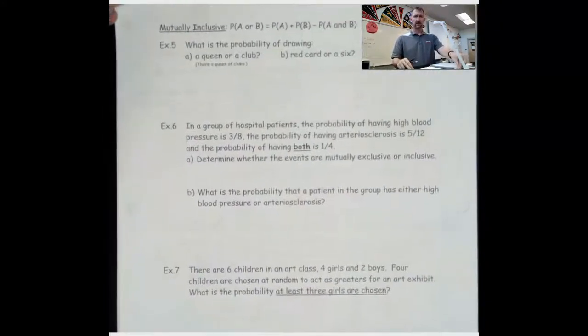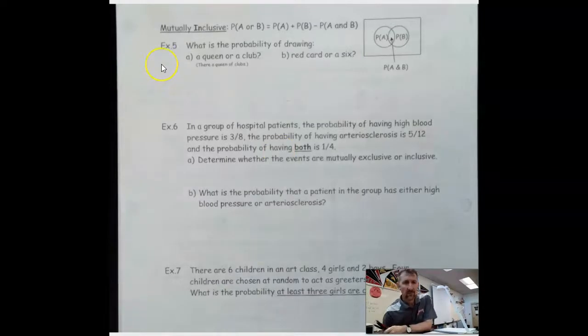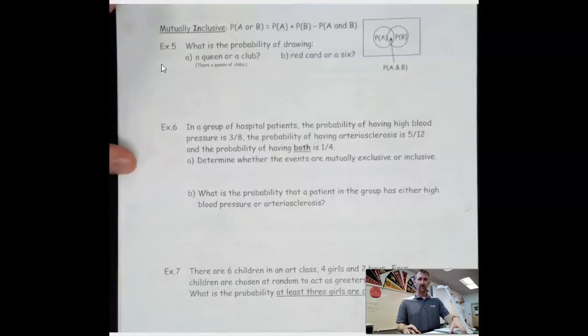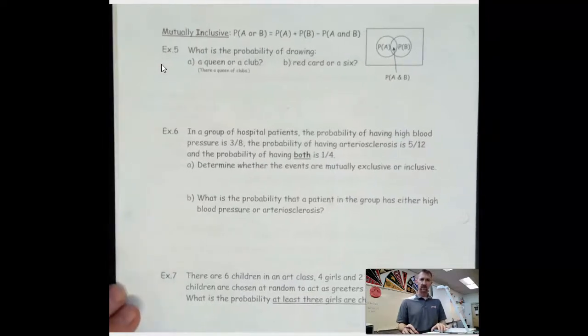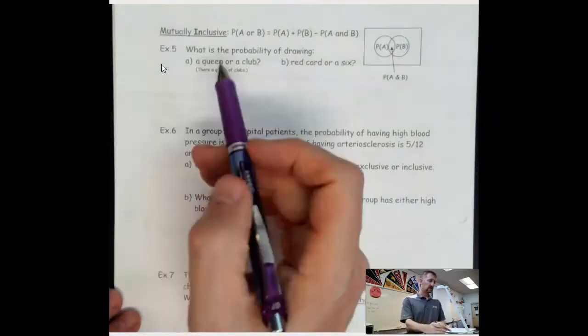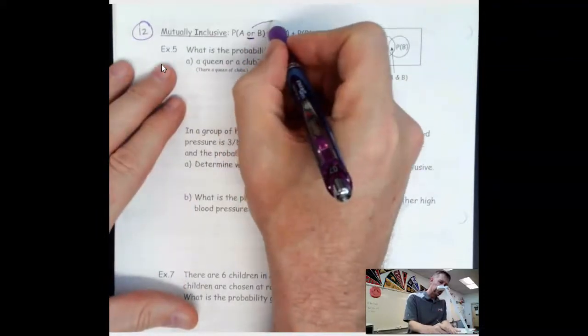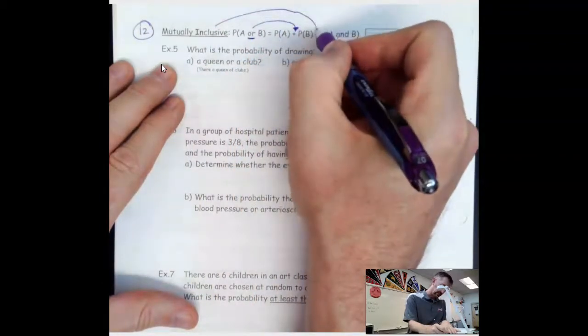So let's look at our last topic for these notes, our 12th topic overall. And we're talking about mutually inclusive events now. So now some of the events are included. Not necessarily all of them, but some of them. So now, this is topic number 12 in this unit. "Or," we said, was addition, but inclusive means we need to subtract.